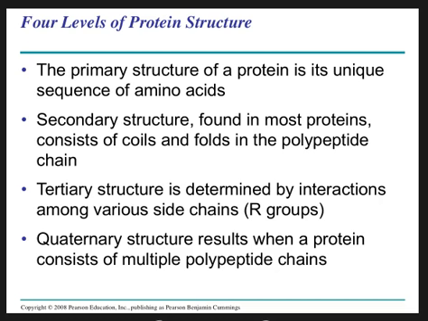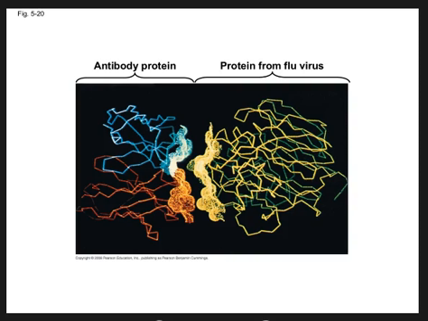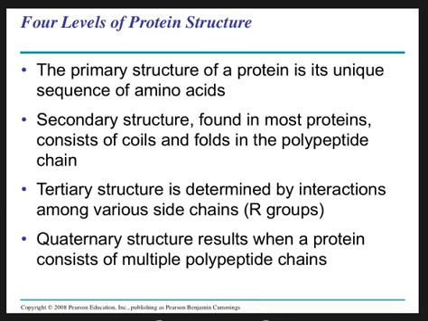You know, once you bend something back or coil it back on itself, now you put those side chains in close proximity, and we'll start to see a different structure based on the interactions between those R groups, those side chain groups. Quaternary structure results when a protein actually consists of multiple polypeptide chains coming together. Very similar to what we saw when we just looked at that antibody and that virus. So that would be a quaternary structure sort of situation.